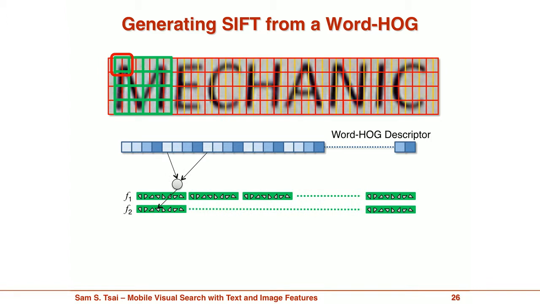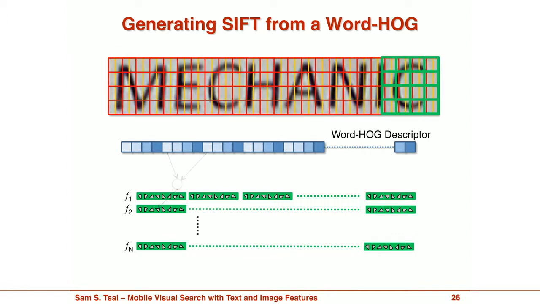Then we move one step to the right and generate a SIFT the same way, using HOG features from the new set of subblocks. We do this for every subblock step along the horizontal direction to generate a series of SIFT descriptors. One thing to note here: since we do not do trilinear interpolation or Gaussian weighting, it's a modified version of the SIFT descriptor. But for convenience's sake, I'll refer to the descriptor as SIFT for the rest of the talk.